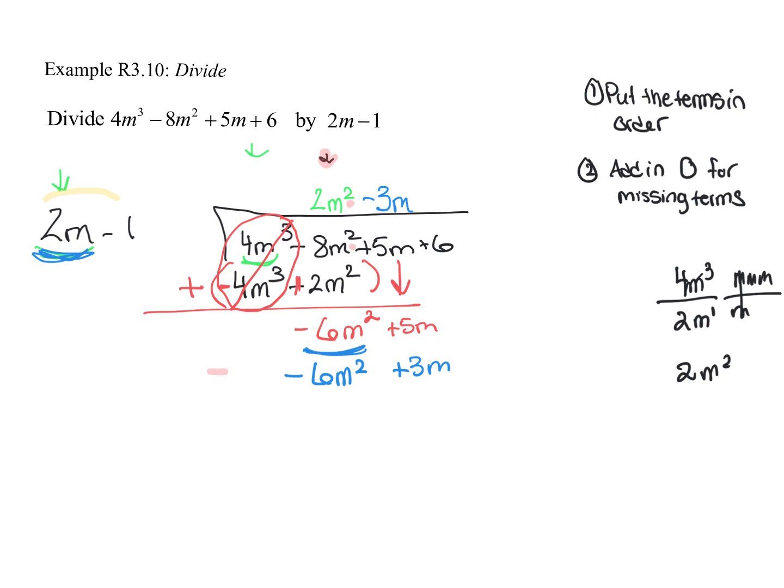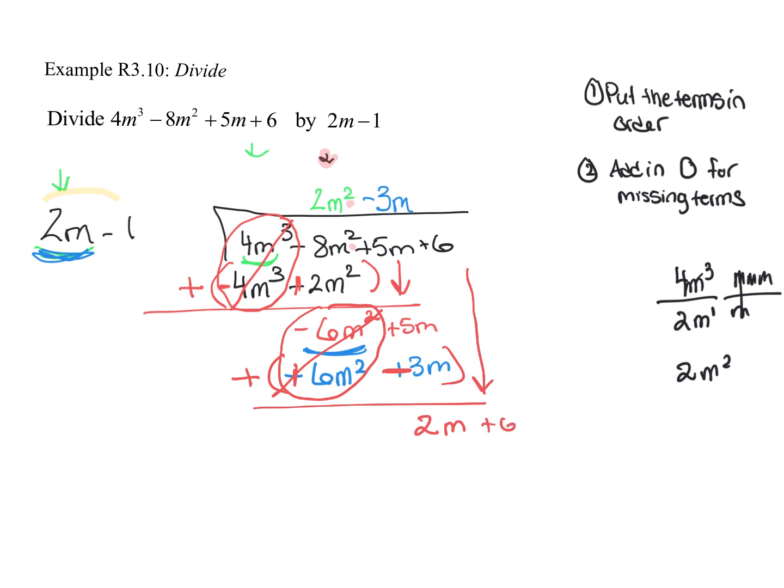Then we subtract the entire thing, which makes this become a plus and a minus. These two, a negative 6m squared plus a 6m squared, cancel off. 5m minus 3m is a 2m. And then you drop down the 6.